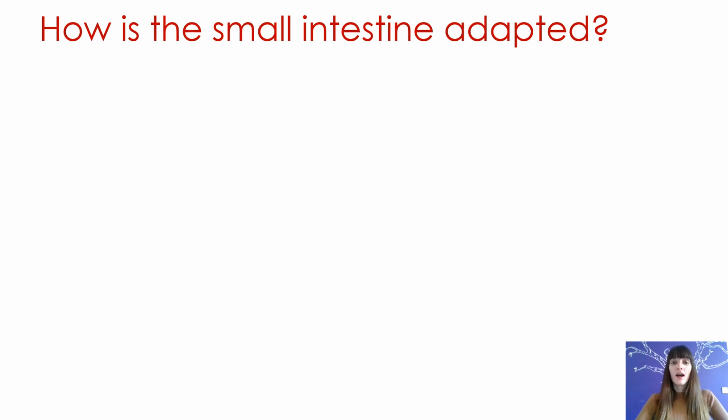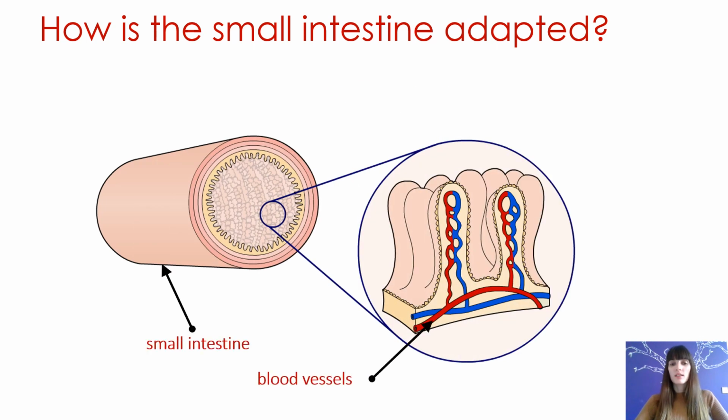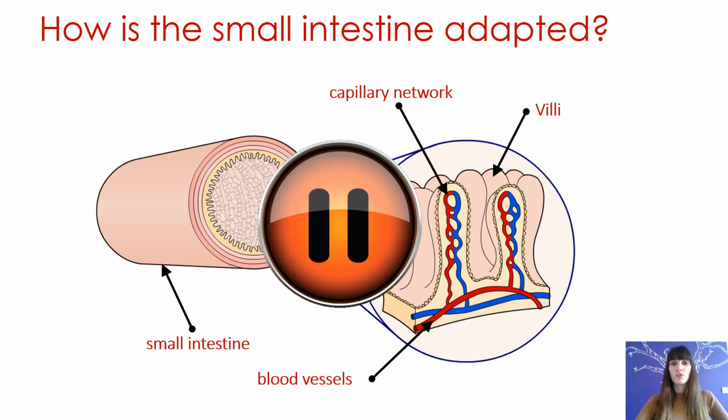So one of the parts in our bodies that is specially adapted for diffusion is the small intestine. So here is the diagram of the small intestine. I want you to pause the video and tell me how you think it's adapted for diffusion.